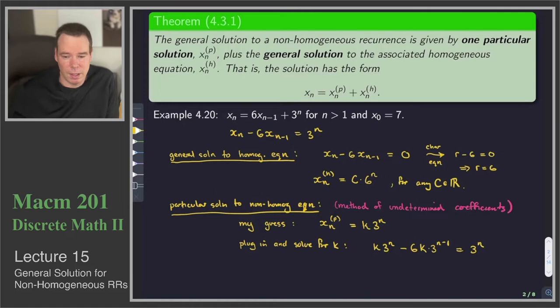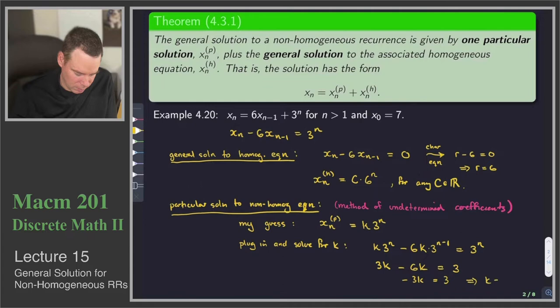So if I have any hope of this being a solution to the non-homogeneous equation, then it must satisfy this equation I've written down. Notice there's a 3 to the power of n minus 1. That's a factor of everything there. So I can factor it out. It leaves me with a 3 in the first one. It leaves me with a 6k in the second one. And it leaves me with a 3 in the third one. So now I've got a linear equation that k must satisfy. So I've got negative 3k has to equal 3. Or in other words, k has to be negative 1.